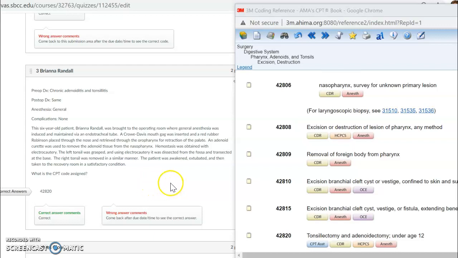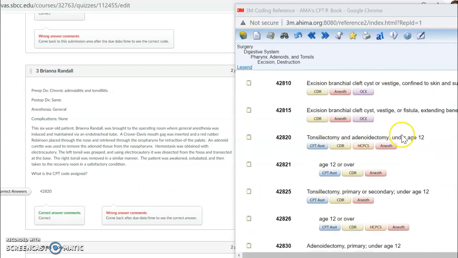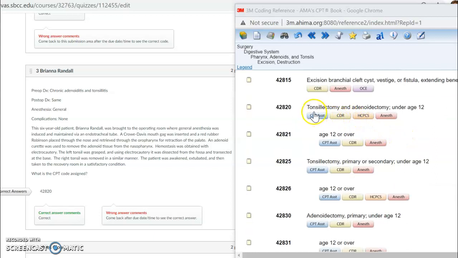So with this one, we are looking at 42820. They took out the tonsils and they did the adenoids. Patient is 6 years old, so under 12. So it's 42820. This code here includes both tonsils. If by chance they would have gone in there and possibly just did one, you would have probably gone with a 52 modifier for reduced services, but you're never ever going to put bilateral for this. Any questions on that, let me know.